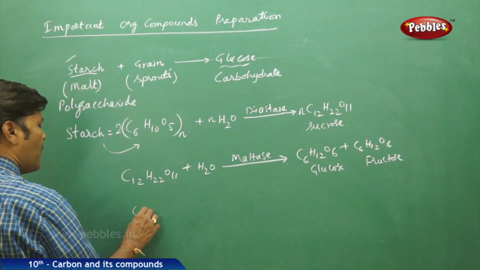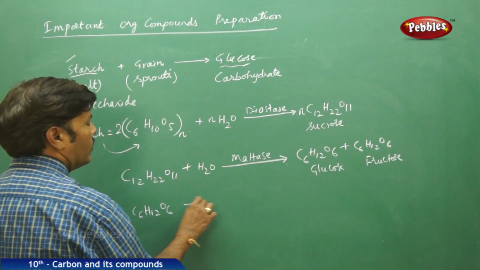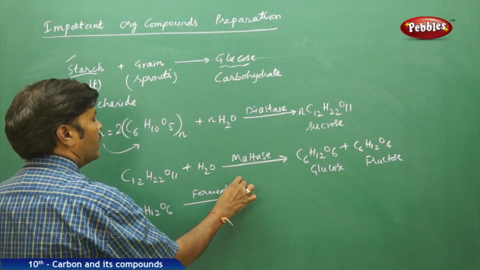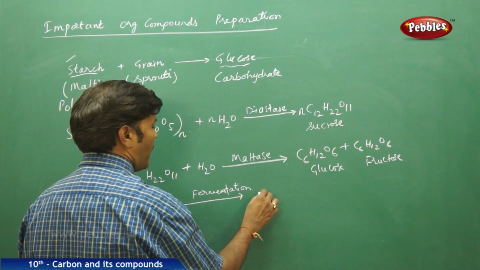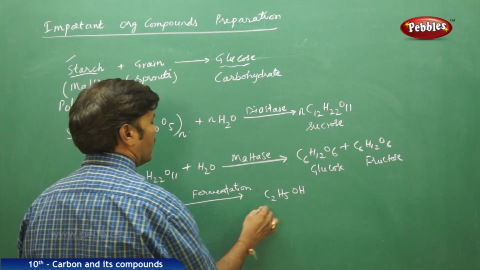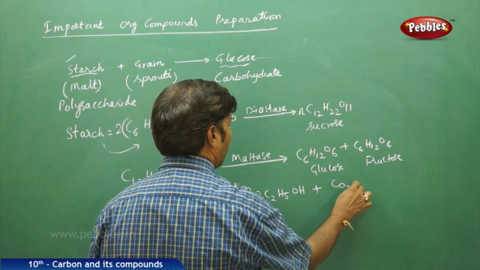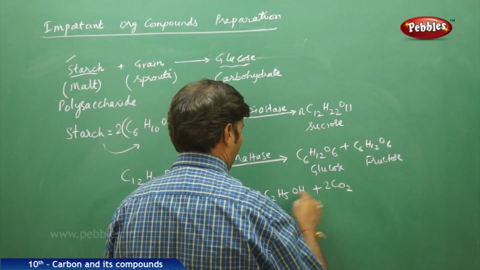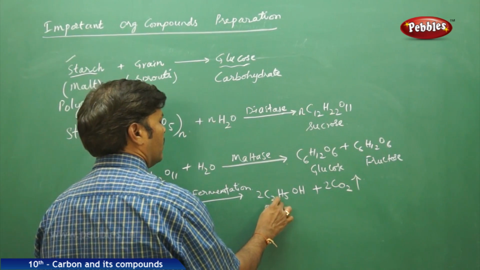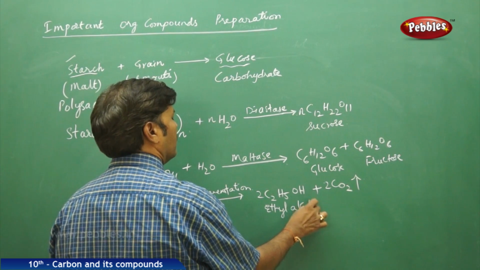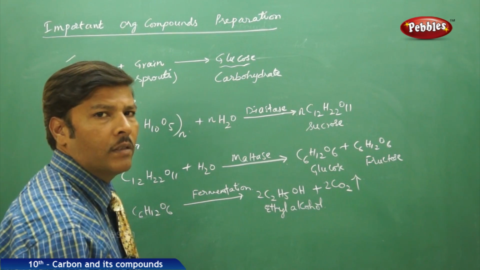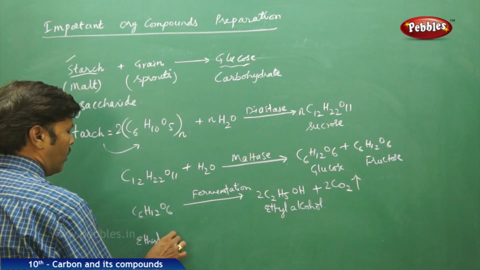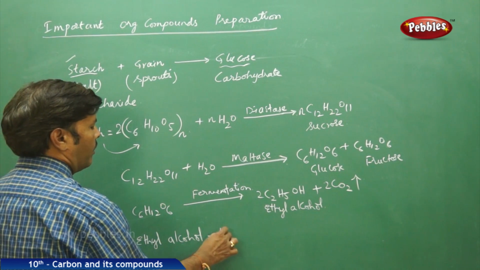So take glucose, C6H12O6. When you subject it to fermentation, this glucose decomposes to 2 moles of C2H5OH plus carbon dioxide. Carbon dioxide is the byproduct, and here you get ethyl alcohol. This is a simple method of preparing ethyl alcohol. We also call it absolute alcohol.